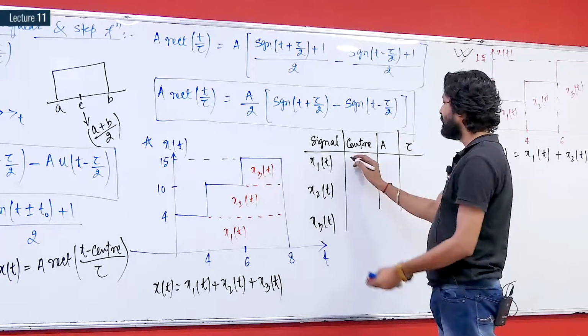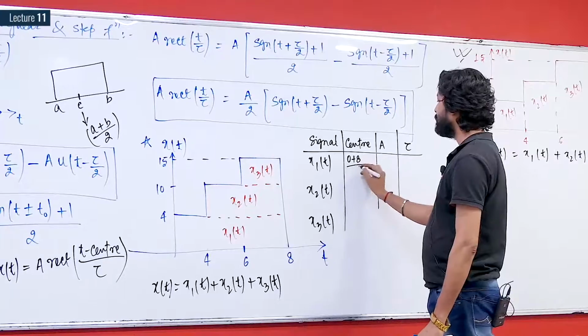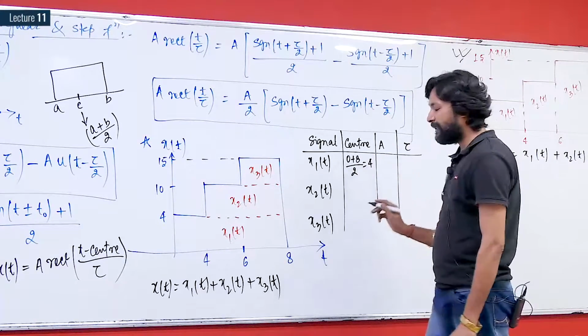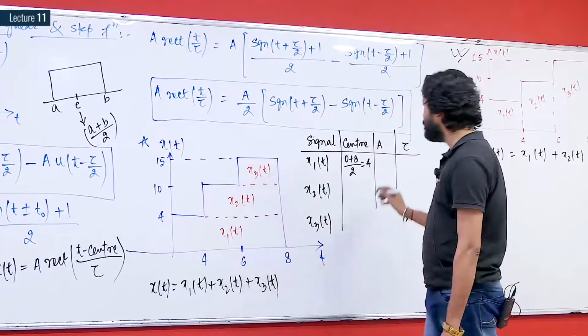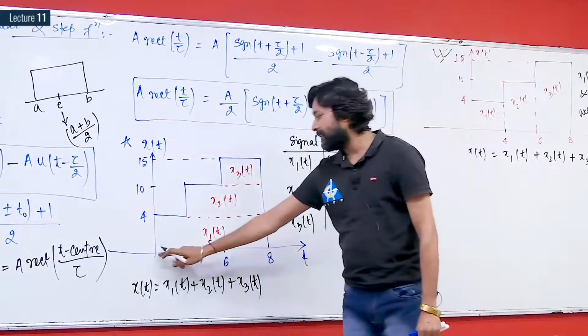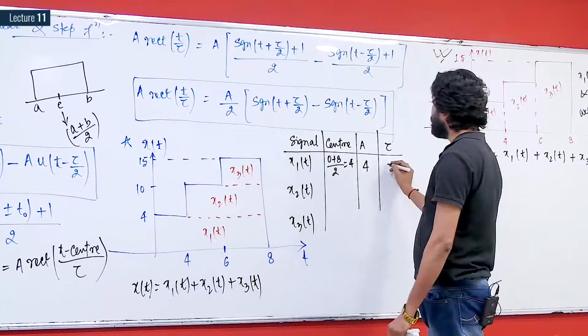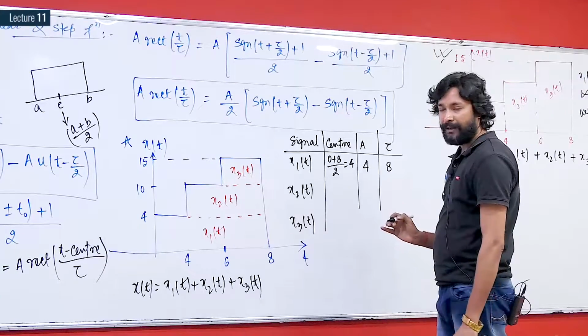So the center will be (0 + 8) divided by 2, that is equal to 4. The amplitude A, you can see here, is given to be 4, and the total width is from 0 to 8 seconds, that is 8. So for the first rectangle we have obtained the values.